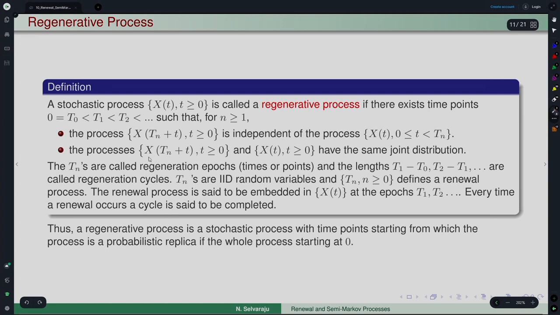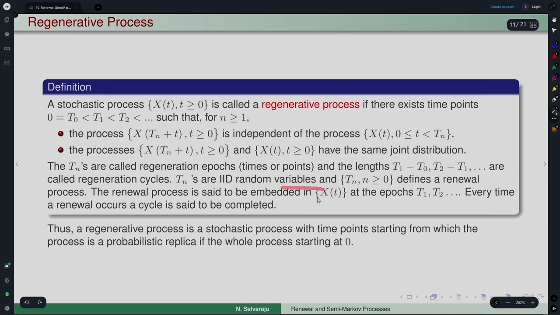The second one is that X(T_n + t) and X(t) have the same distribution. If you fix small t to be a fixed value and look at the process at T_n + t and at t, it is as if you are starting at T_0. For a general T_0, this would be replaced by T_0 + t; here T_0 equals 0, so it is basically t. So this has the same joint distribution. These T_n's are called regeneration epochs, regeneration times or regeneration points, and the lengths T_1 minus T_0, T_2 minus T_1 are called regeneration cycles.